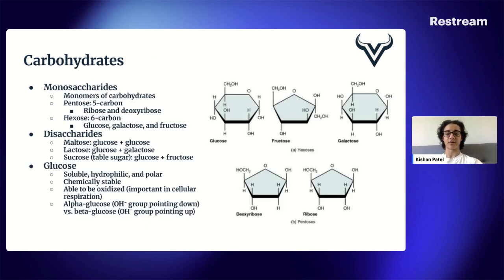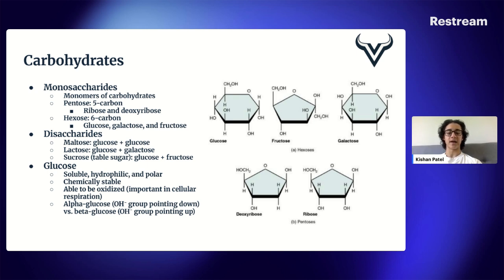Okay, so we're going to start with carbohydrates. The monomer of carbohydrates are monosaccharides, and there are two types of monosaccharides necessary to know. The first type are pentose sugars, and the second are hexose. So for pentose, some examples are ribose and deoxyribose, and you would find these in RNA and DNA. And for hexose, glucose, galactose, and fructose are three examples.